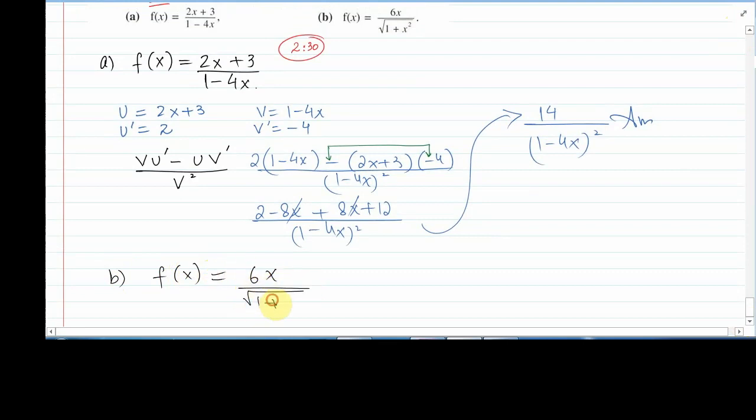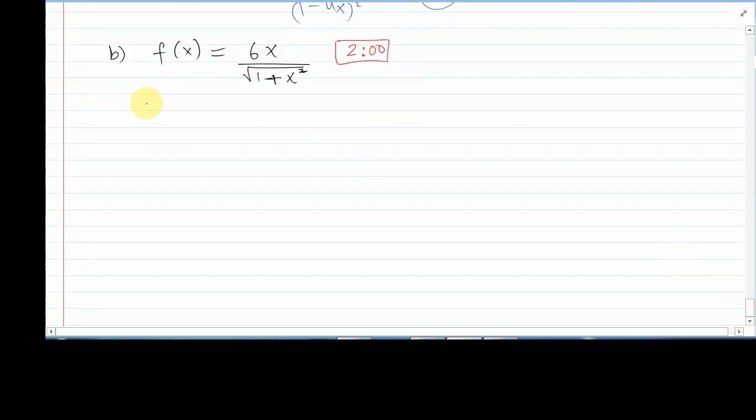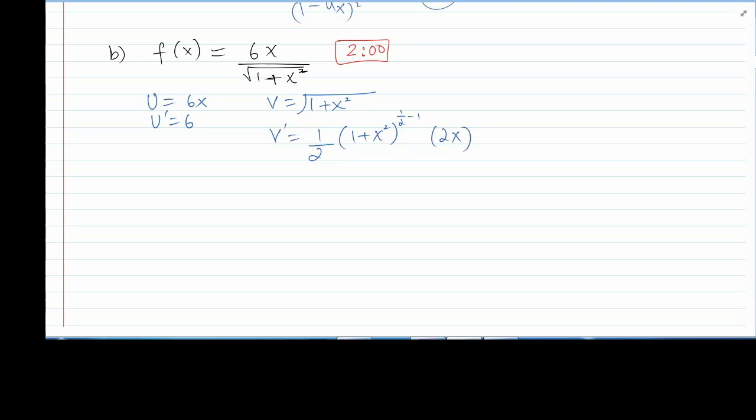1 plus x square. All right, now u equals 6x, u dash equals 6, v is equal to under root of 1 plus x square, and v dash is, first we need to write down the power, then subtract 1 from the power, so 1 upon 2 minus 1, and then the derivative of the function. 2 and 2 cancel, the leftover part is x divided by 1 plus x square with the under root sign.